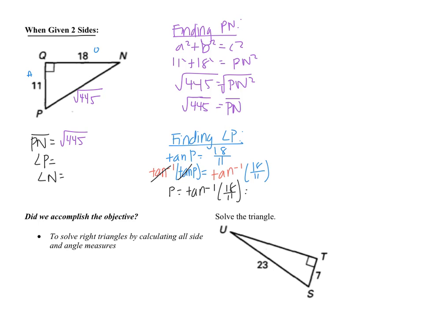Now, to get inverse tangent on your calculator, you do second tangent, and that -1 will pop up. And then you do 18 divided by 11, and you hit enter. Now, when you do that, you should get angle P to be 58.57 degrees. So angle P is 58.57 degrees. And then I'm also going to mark that on the figure.